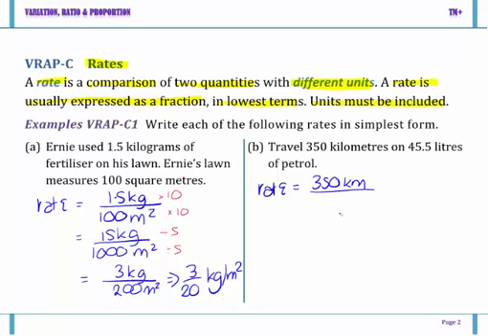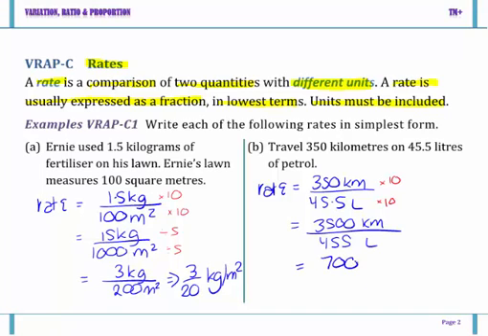So 350 kilometers over 45.5 litres. Again, we need to make that bottom number a whole number, so we're going to times top and bottom by 10 and get 3,500 kilometers over 455 litres. From there we need to reduce it and we will get 700 over 91 kilometers per litre. So our units is just the first per L, which is really the fraction there.